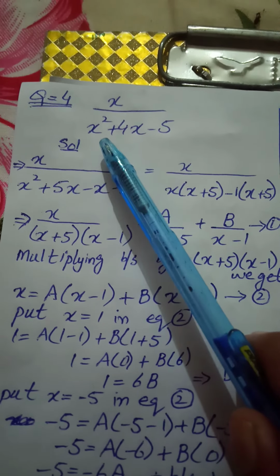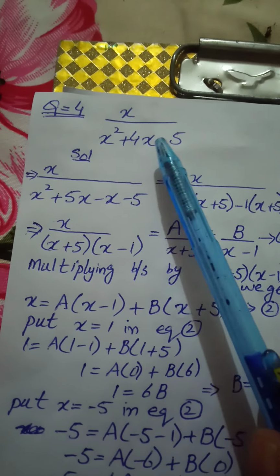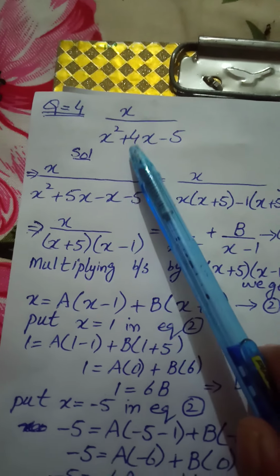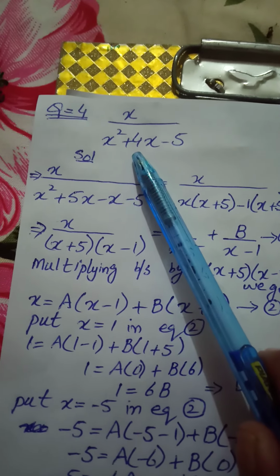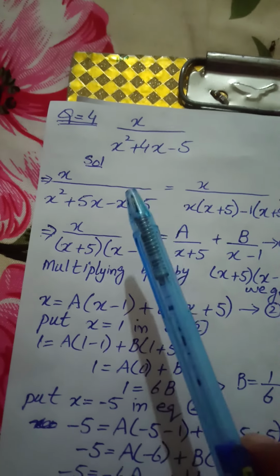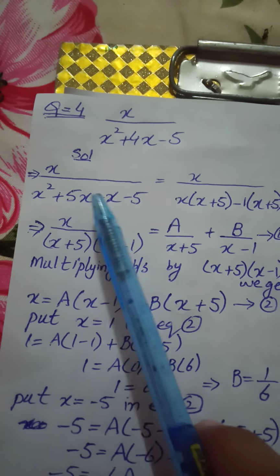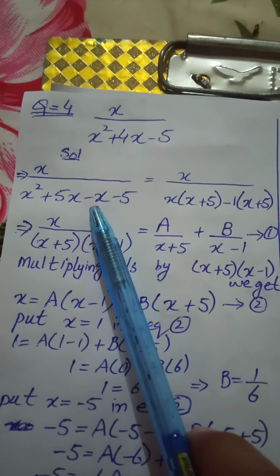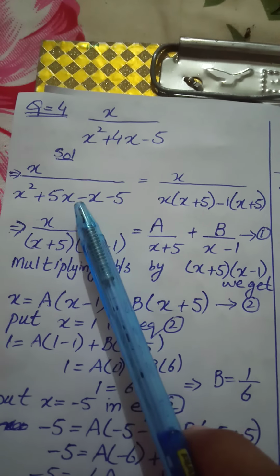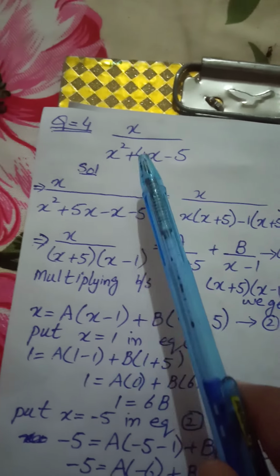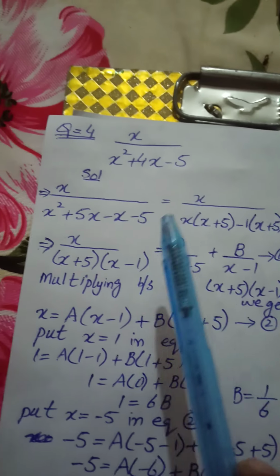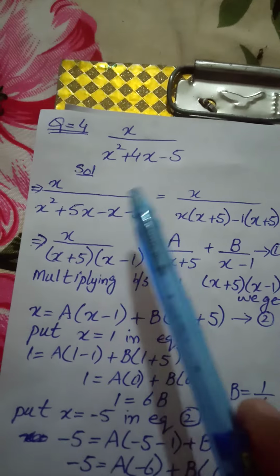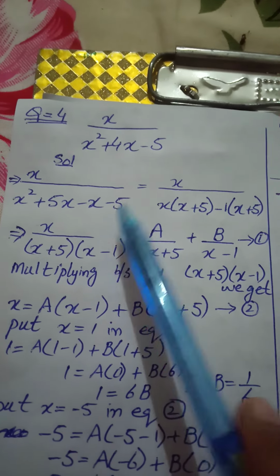We need two numbers whose multiplication gives us minus 5x square and whose addition or subtraction gives us plus 4x. So these are the two numbers, 5 and minus 1. When we multiply, it gives us minus 5x square, and when we add or subtract, it gives us 4x. Now this is x into x square plus 5x minus x minus 5.